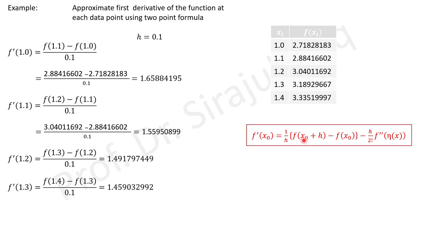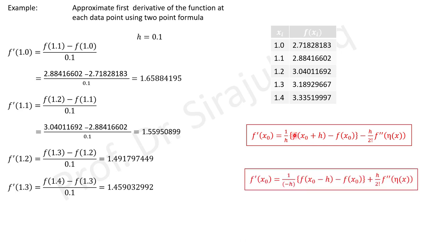So I told you that you can replace h by minus h. So let's replace h by minus h. So you can see this will become minus h, this will become x naught minus h, that will remain the same, h by minus h, so this will become plus. So this is the error, and this is the approximated value of the function. Now, if I take x naught as 1.4, so this will give me 1.4 minus 0.1, which is 1.3.